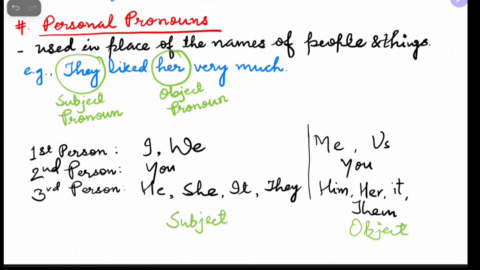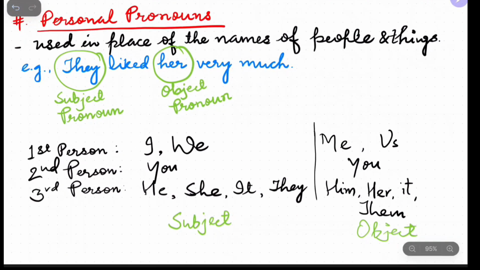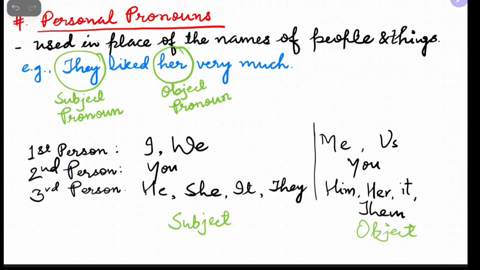So let's start with the first type of pronoun, which is personal pronouns. Personal pronouns are used in place of the names of people and things. That is personal pronoun. जहाँ पे people और things के बदले जो जो शब्द यूज होता है, वैसे pronouns को हम personal pronouns कहते हैं. जैसे कि for example we will see, they liked her very much.